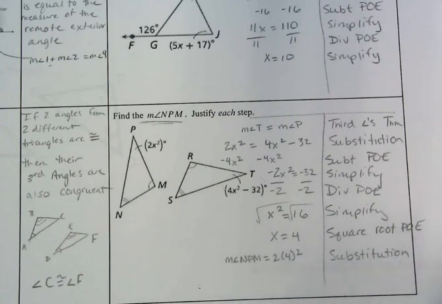Now the important part with this is I need to follow order of operations. I need to do this exponent before multiplying. So this is not the same as 8 squared. Instead, it's 16 times 2, which is obviously a lot different. So 4 squared is 16, 16 times 2 is 32. So the measure of angle NPM is equal to 32 degrees after I simplify that expression.